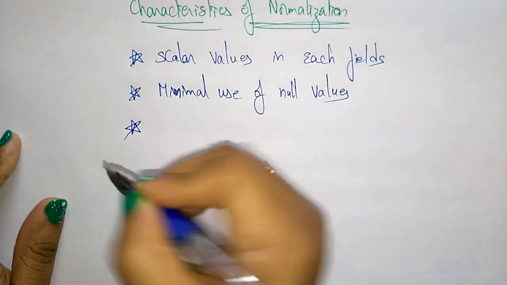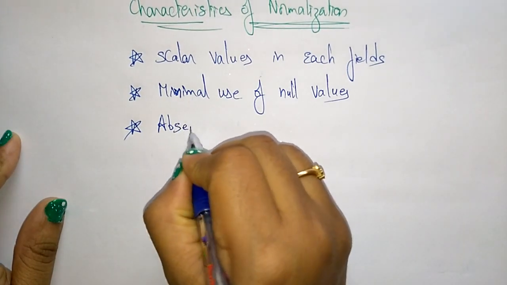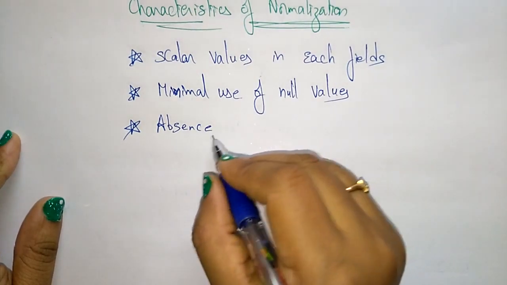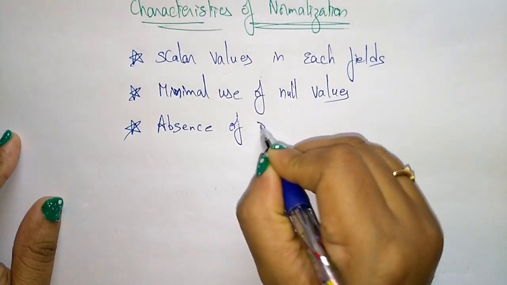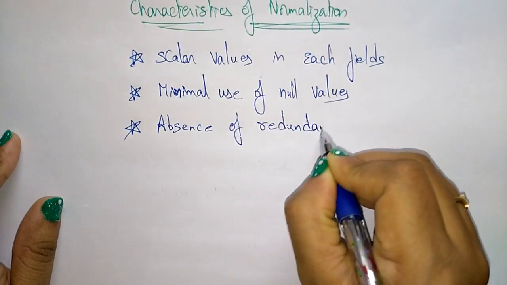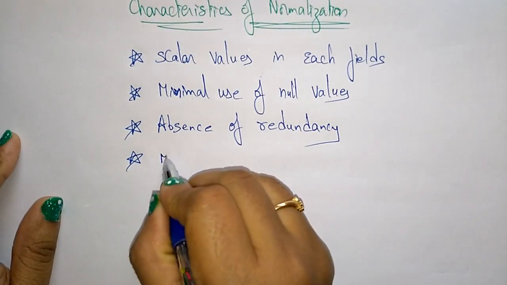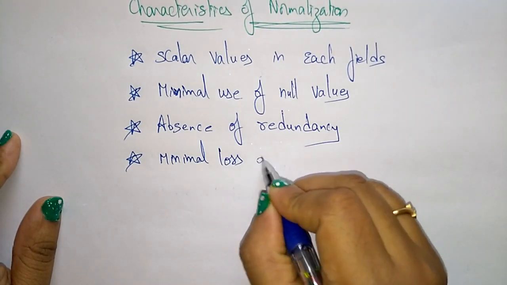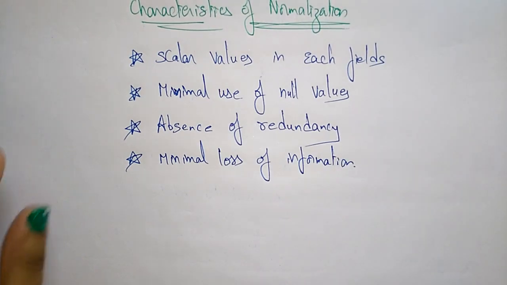Another characteristic is absence of redundancy. Normalization itself says it reduces data redundancies, not completely removes them, but reduces them. Absence of redundancy. And next, minimal loss of information. Only minimal loss will be there, not completely lossless, but a minimal loss of information. So these are the characteristics of normalization.